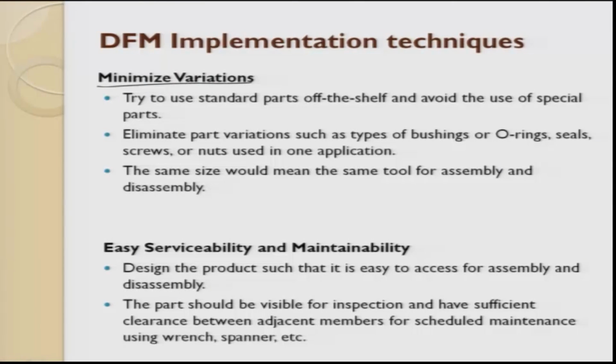Minimizing variation is another big step. Try to standardize as much as possible so that there is not much part variation. The assembly is done properly and handling is easy. So try to standardize, use off-the-shelf parts and avoid using special parts. If you have a special part, then the manufacturing cost goes high, terribly high. When you talk about near net shape manufacturing using polymer or polymer matrix composite, this is one of the steps. Eliminating part variations such as types of bushes, O-rings, screws and nuts, all these things are taken care of.